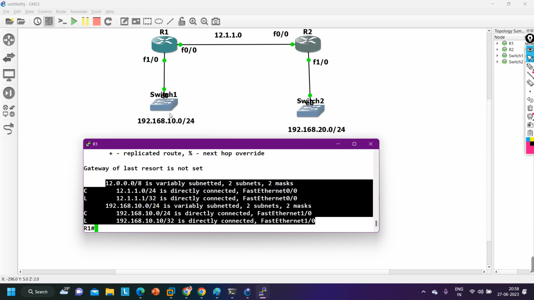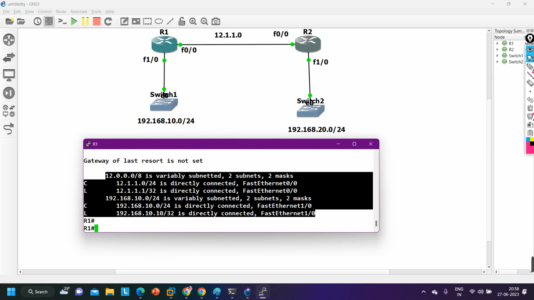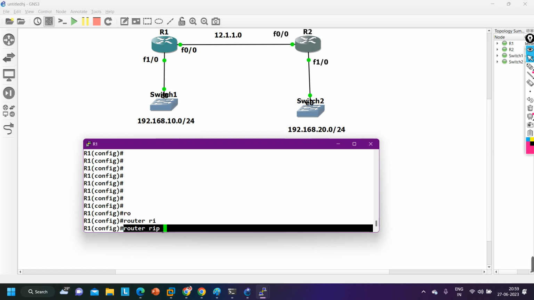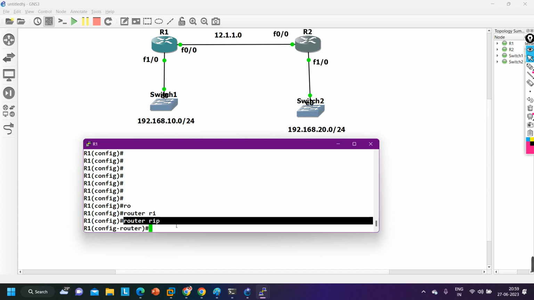Now to exchange routing information between R1 and R2, I am going to configure the RIP routing protocol here. The command to configure RIP is router rip. First of all, guys, after running this command the router will allocate some memory for RIP. We are not running this command to enable RIP. This command will allocate some memory to the RIP protocol.